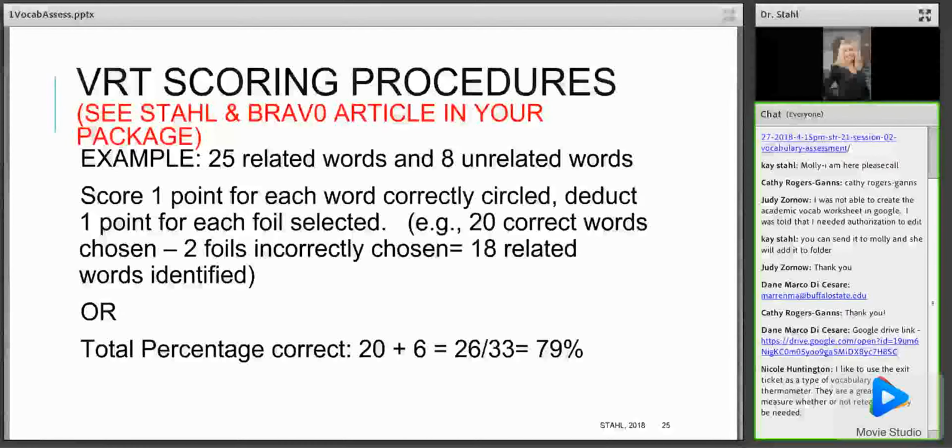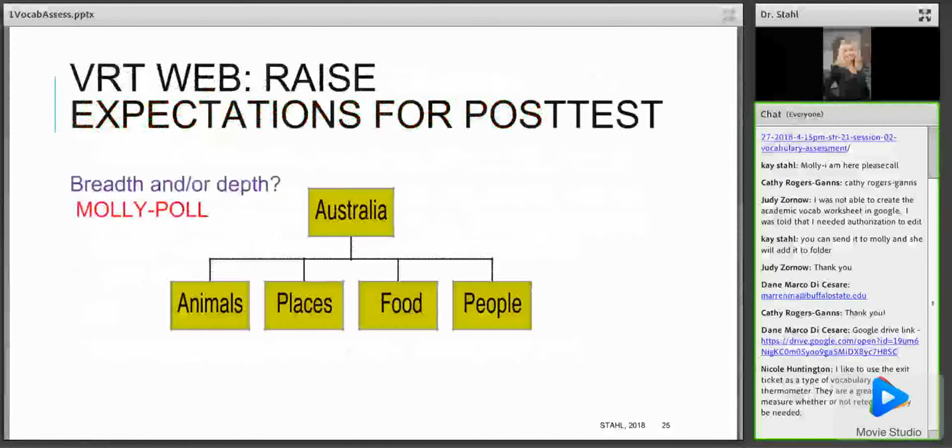All right, that's one way to score it. Another way to score it is to just do the percentage. So 20 words correct. They identified 20 words correctly that were real words. They identified 6 words correctly, or that they did not circle, that I selected as foils. 26 out of 33. Their total percentage for this pre-test is 79%. And hopefully they would be more accurate at the post-test.